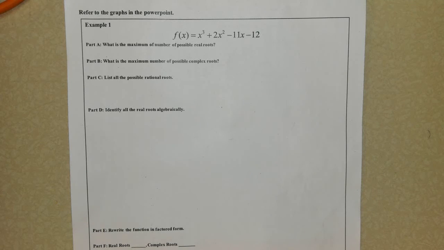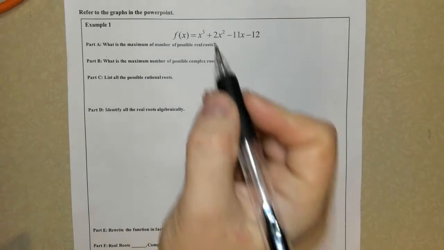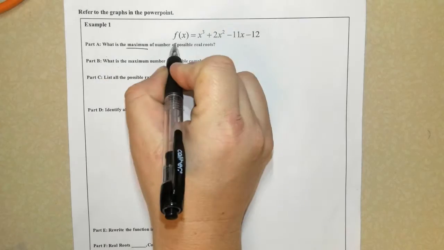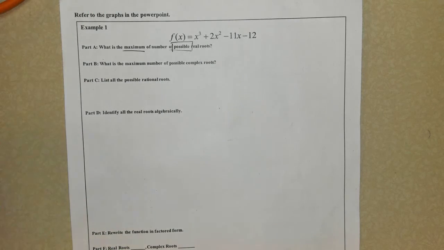So we're going to identify the roots of a polynomial. We're going to learn a new procedure for doing that. Please follow along with me in example number 1. We want to know the maximum number of possible, so we're making a prediction, the number of possible real roots.